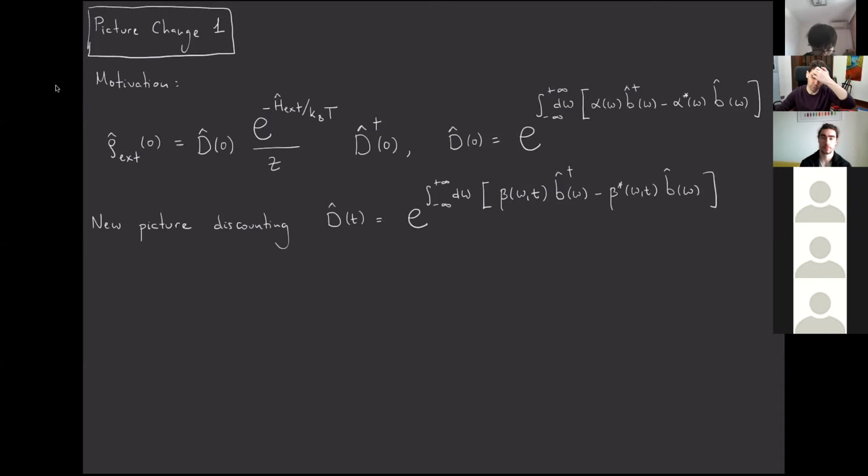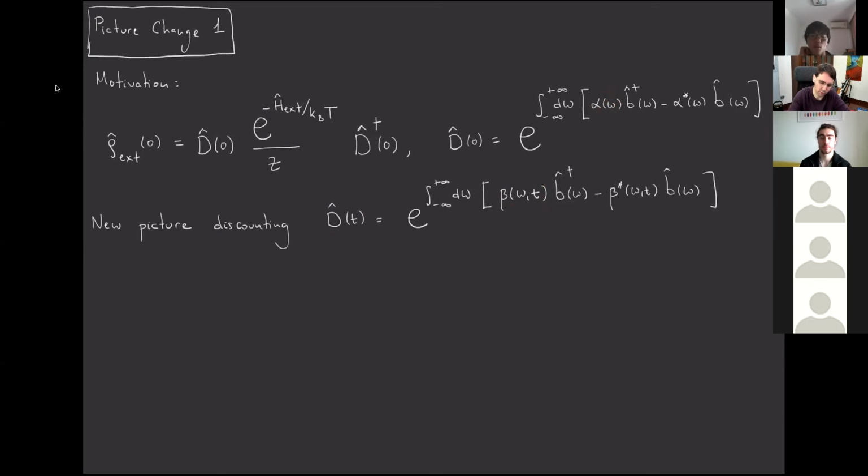Okay, so of course, the only condition that is obvious is that this B of omega t at time 0, because we want this displacement to be exactly the displacement of the state, has to be equal to alpha of omega, okay? So to the alpha that describes how many lasers we have outside and with what intensities, amplitudes, and so on.